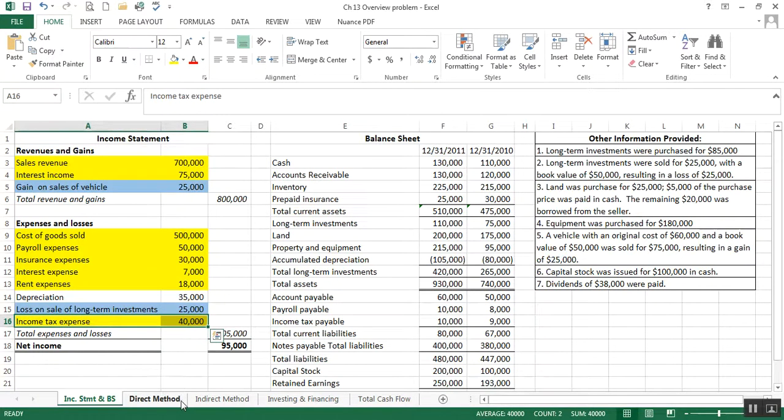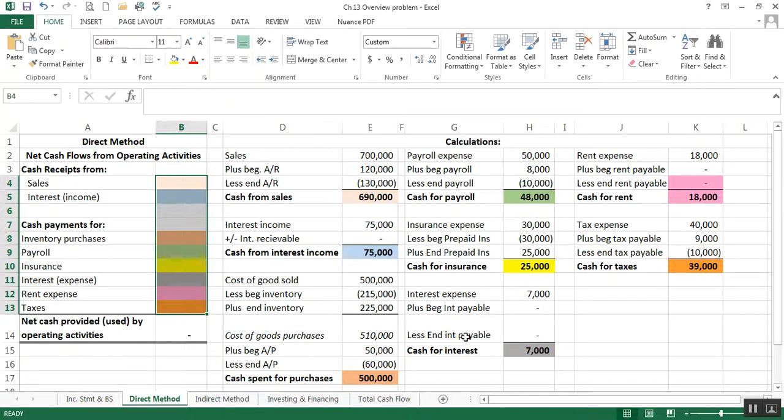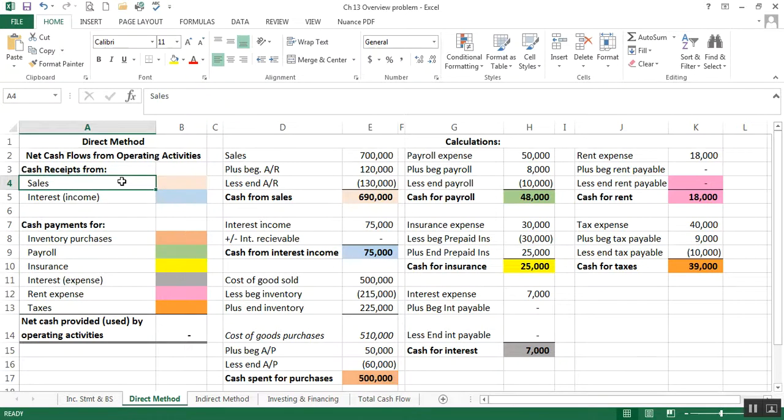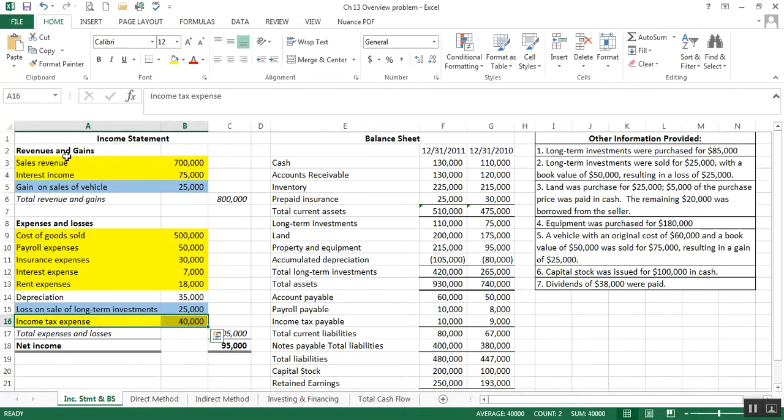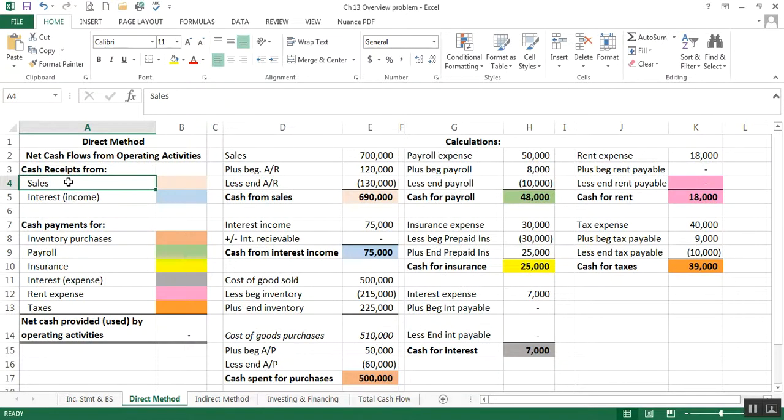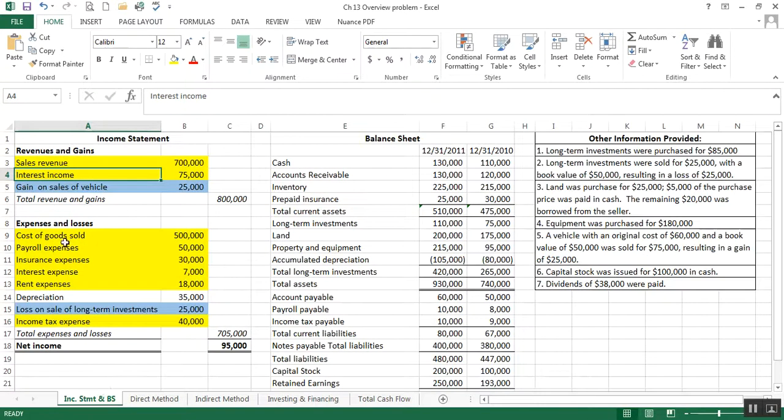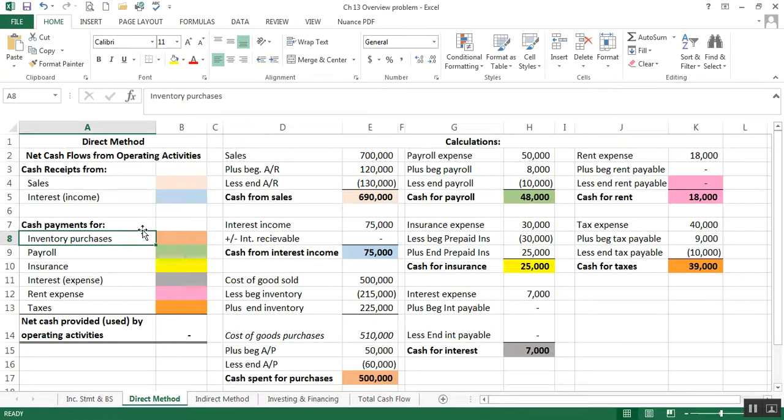Let's start off with the direct method. So here you could say I've already done a lot of the work for us, but I want to just walk through how I put this together. We're going to start with the income statement line items. If you go back to the income statement, you'll see that for receipts, we have two items that we're receiving cash for on the operating activities, revenue and interest, which is here. Revenue are from sales and interest. And then we have some expenses. So we have cost of goods sold, payroll, insurance, interest, rent, and taxes. So inventory is related to cost of goods sold.